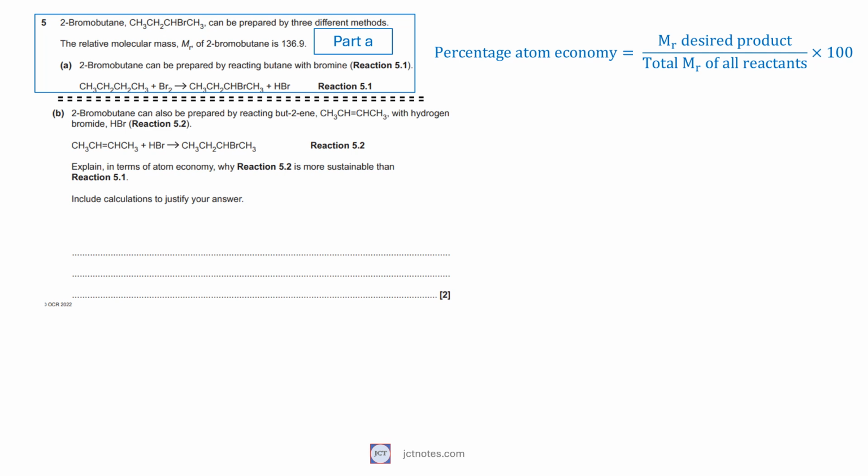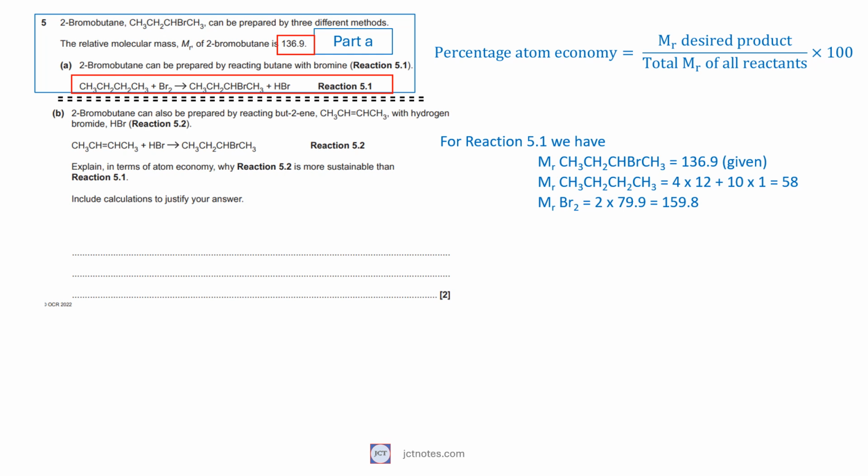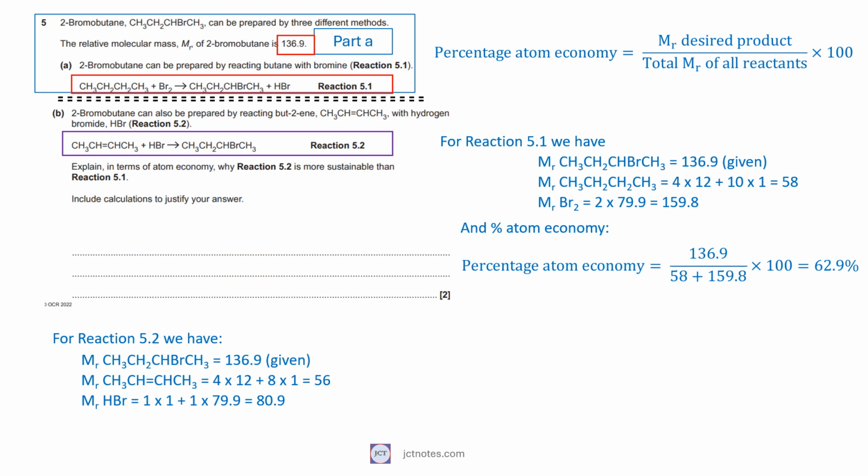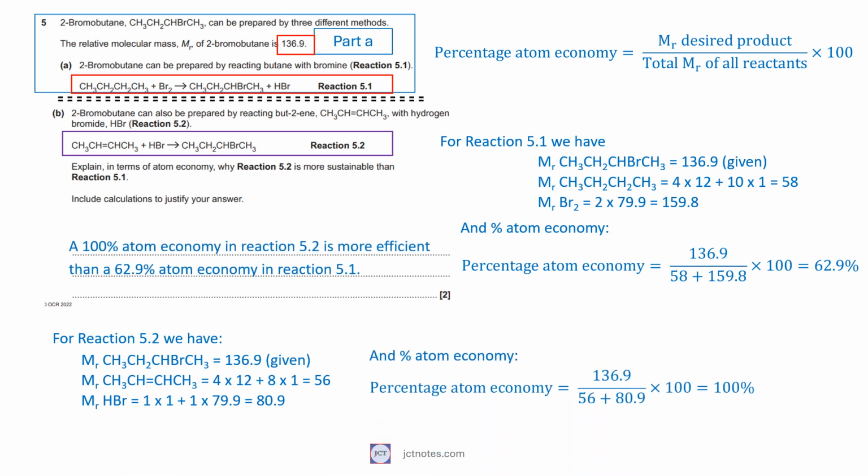For the reaction in part A, reaction 5.1, we have that the molecular mass of the 2-bromobutane is 136.9, for the butane 58 and for the bromine 159.8. We can find that the percentage of atom economy is 62.9%. For the reaction in part B, reaction 5.2, we have that the molecular mass of the 2-bromobutane is 136.9, but-2-ene 56, and for hydrogen bromide 80.9. Giving a percent atom economy of 100%. A 100% atom economy in reaction 5.2 is more efficient than a 62.9% atom economy in reaction 5.1.